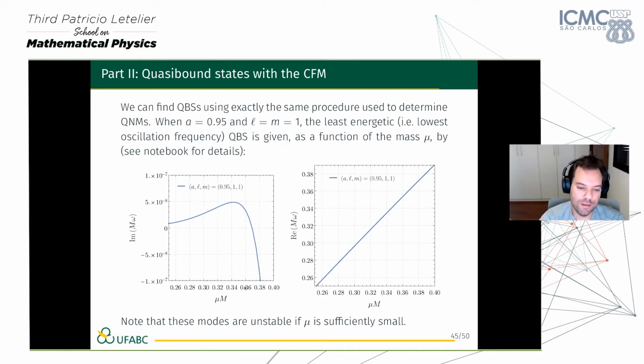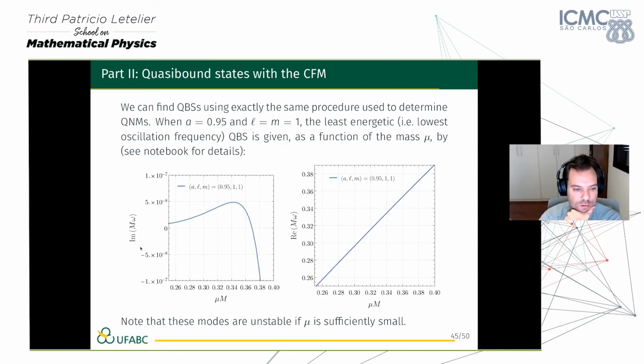But in the end, I'm fixing now the spin of the black hole at 0.95, and the orbital and azimuthal numbers are also fixed. And we increase the mass of the scalar field and see what happens to these quasi-bound states. As we can see here, we have the real part and the imaginary part.